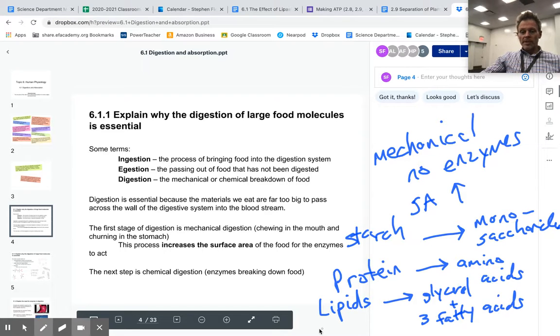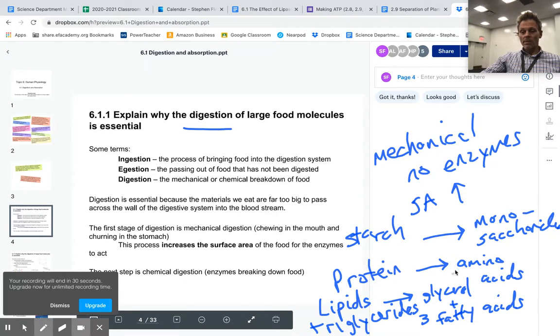So I wrote lipids here, but quite often we store our lipids as triglycerides. I'm going to run out of room. Squeezed it in barely. So those are the big pieces, and those smaller pieces that we're going to digest them into are our subunits right here.